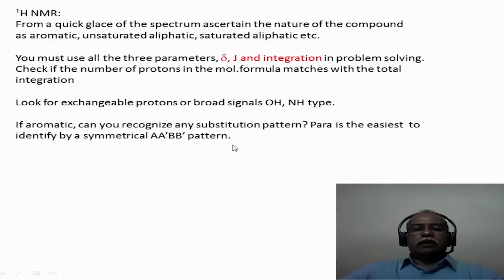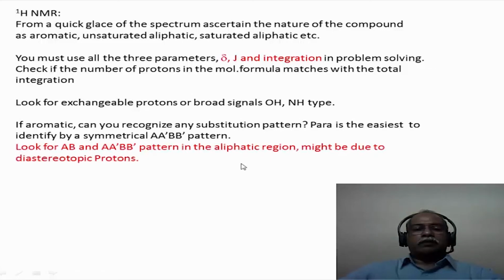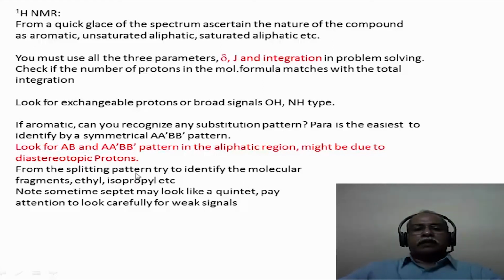If you can recall this pattern during the problem solving session, it will be nice to figure out the number of substituents. Look for an AA'BB' pattern in the aliphatic region also. This might be because of diastereotopic hydrogens. From the splitting pattern, try to identify the molecular fragment. For example, ethyl and isopropyl groups are easy to identify from the splitting pattern.